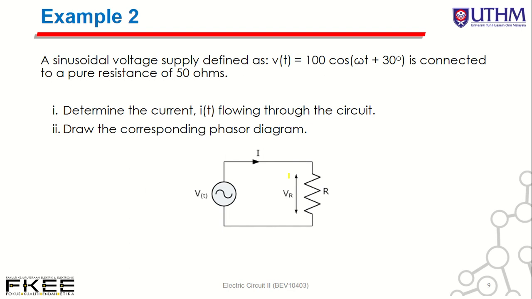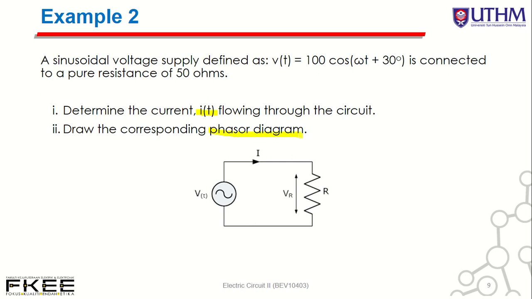Okay, next look at example number 2. Let's say you have a sinusoidal voltage supply defined as Vt equal to 100 cos(omega t plus 30 degrees) connected to a pure resistor, R of 50 ohms. Given R of 50 ohms and the voltage. The questions are: number 1, determine the current IT in the time domain flowing through the circuit; number 2, draw the corresponding phasor diagram.